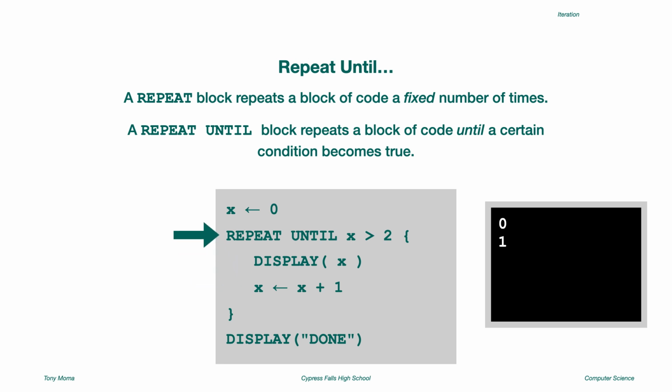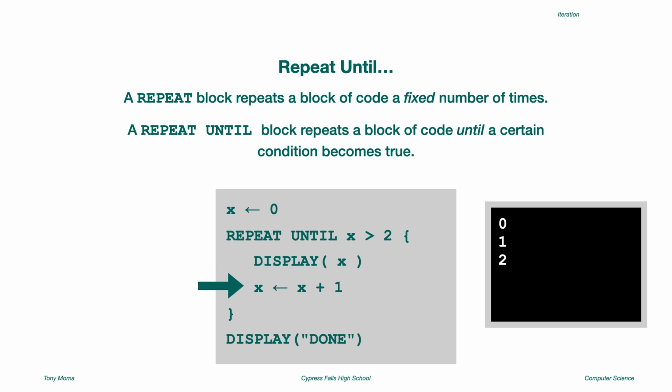Then we return back to the top of the repeat until block. Evaluate the condition. Is x greater than 2? No, it is not, because 2 is not greater than 2. So we go back inside the repeat until block. We display the value of x. Right now x is 2, so 2 gets displayed.